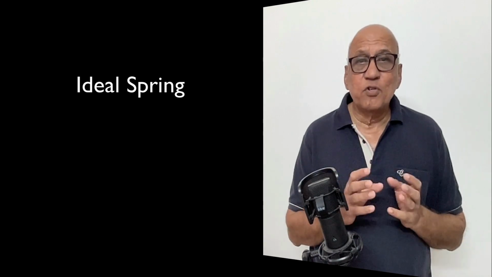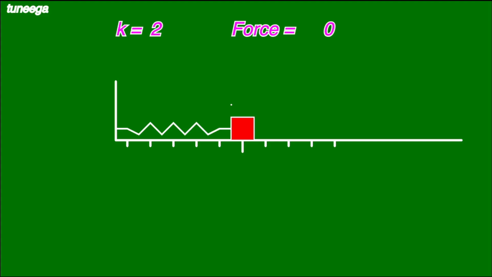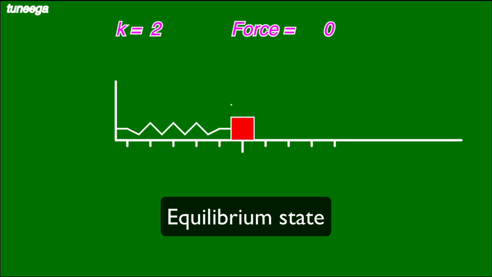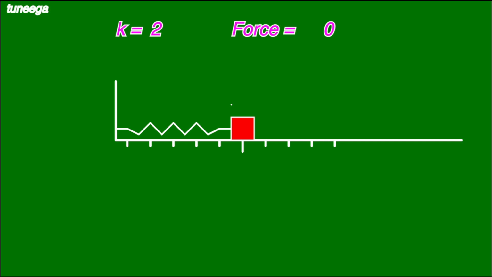Now, first thing, let's understand the ideal spring. An ideal spring exerts a force proportional to the amount by which it is stretched or compressed. Check out this block and spring system. Right now the block is in equilibrium. So we start with an equilibrium position. Equilibrium is when the net force on it is 0. Now the spring is not exerting any forces on it because it is neither stretched nor compressed.